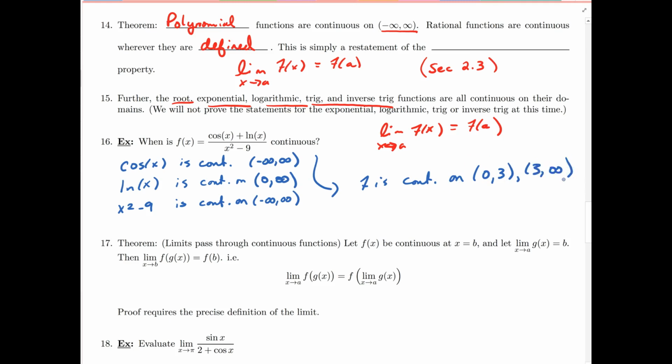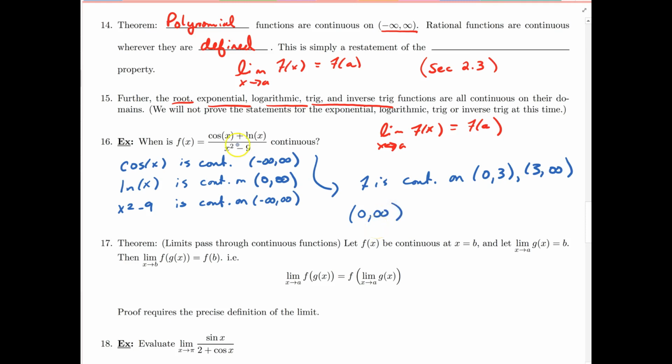Now pause the video and see if that makes sense. So certainly these three functions combined together through most ways would be continuous where? Well, wherever they're defined. Well, the natural log has the most restrictive domain. We can only consider positive values. So even though cosine is continuous and this polynomial is continuous elsewhere, natural log is only continuous on 0 to infinity. So at first you might think, okay, we'll give the answer as 0 to infinity.